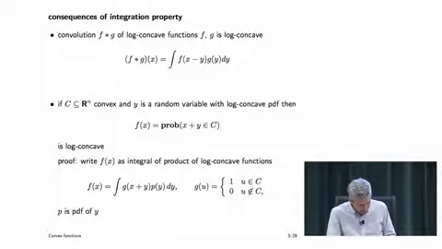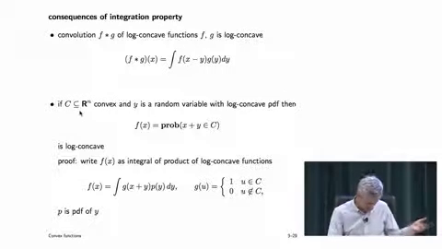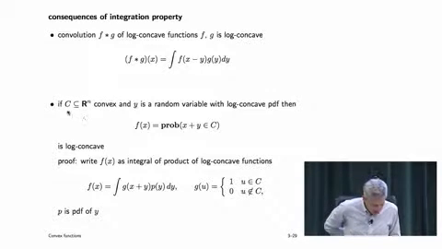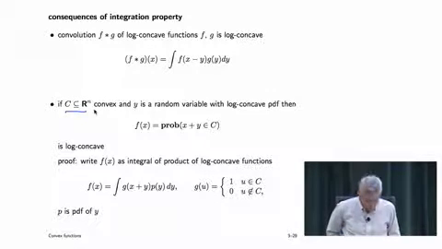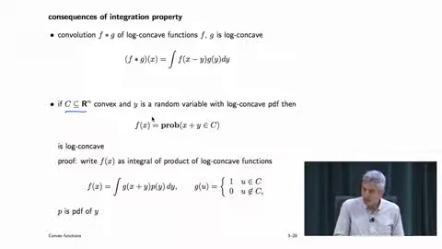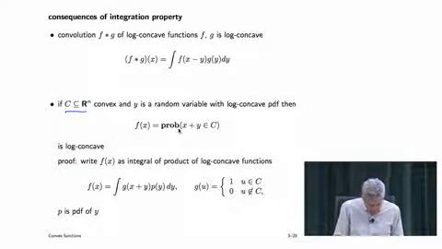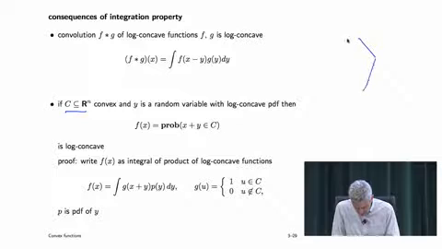Here's one. This is a very interesting one, and this alone has huge applications. It's this. If you have a convex set, and I have a random variable with a log concave PDF, then the following is true. I make a function which is this. This is actually often called the yield function, like in manufacturing. It says it's the probability. So I have a set that looks like this. You know, here's my set C.